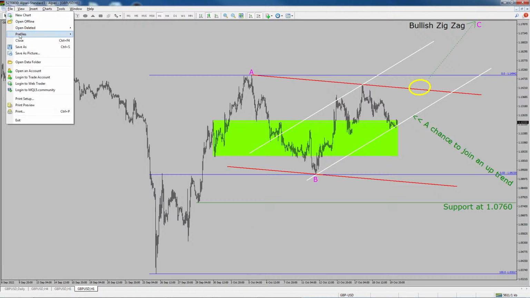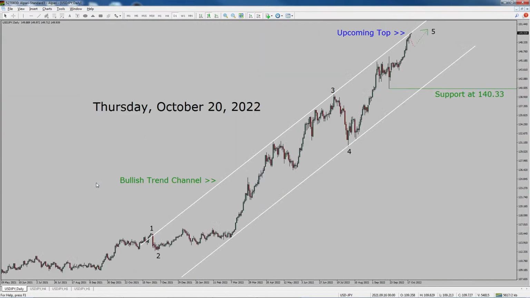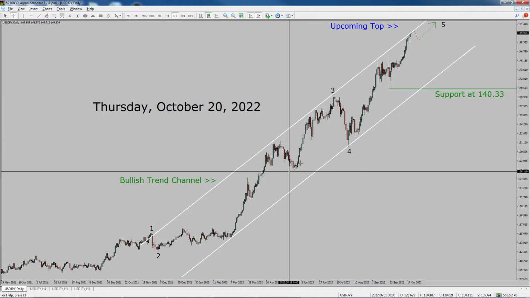Next, let us take a look at the US dollar yen currency pair. We have an upcoming top, but so far prices keep going up, and further up. So the top is obviously going to appear, but I don't think it's going to appear in 1 or 2 days. It would probably appear next week, or after maybe 10 days. So overall it's a nice uptrend going on.